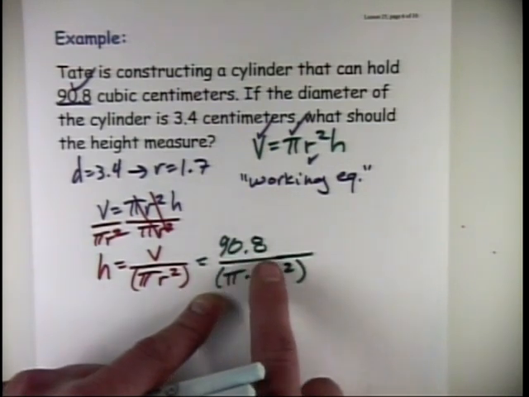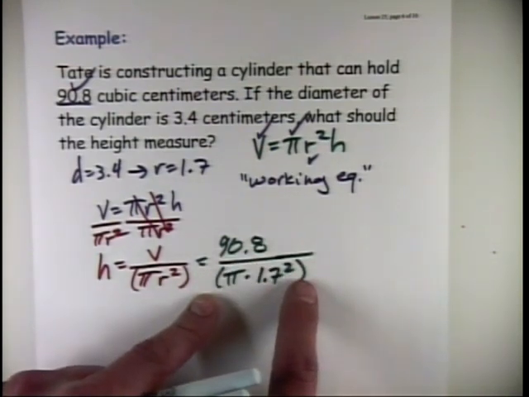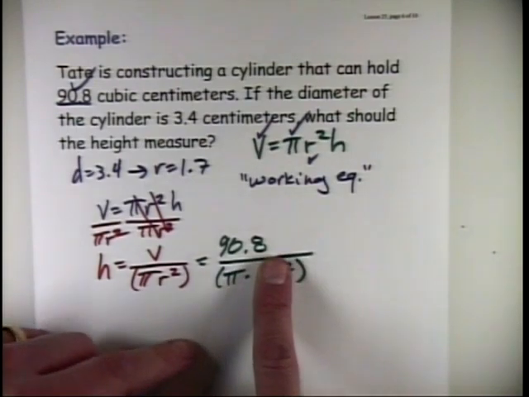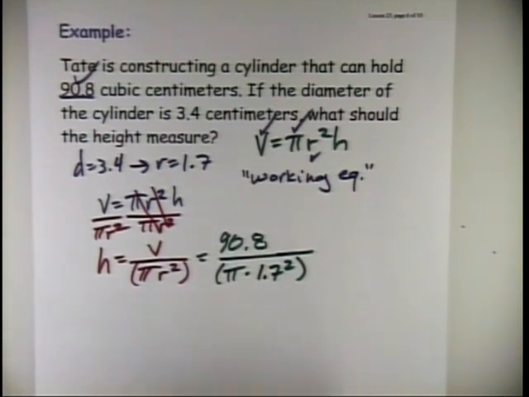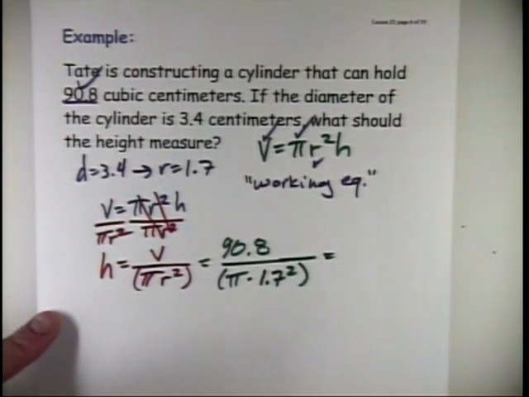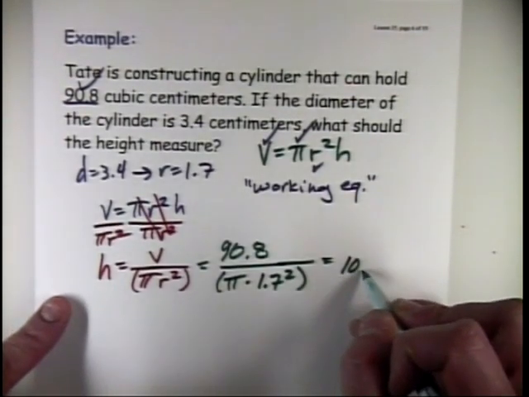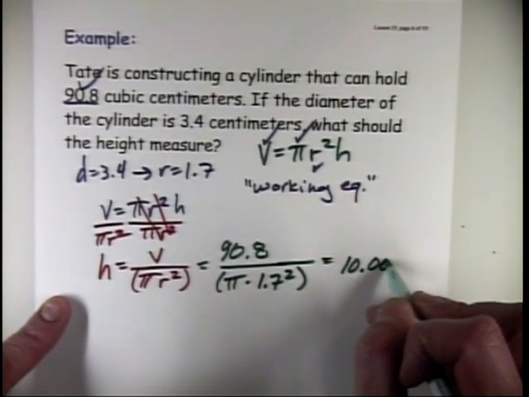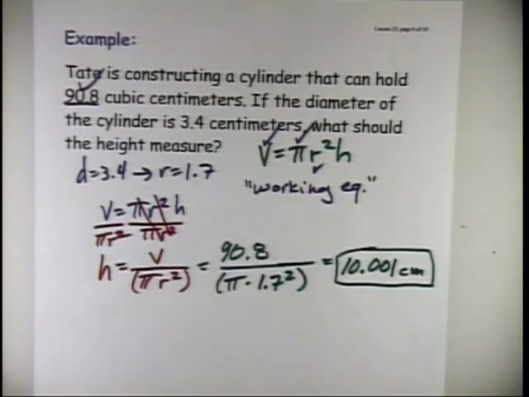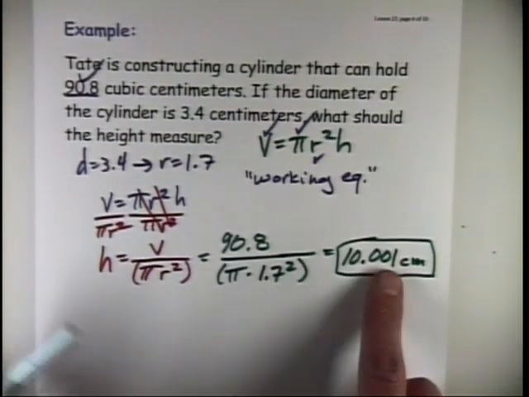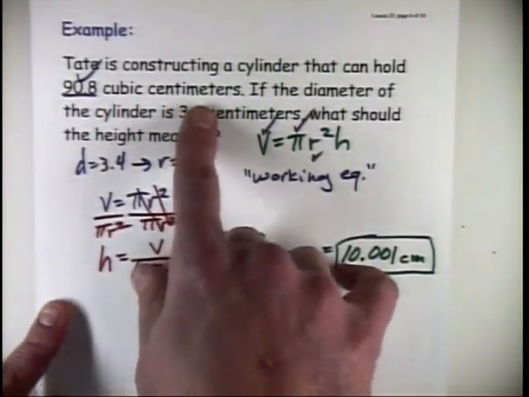If you just type in 90.8 divided by pi times 1.7 squared, it's going to divide by the pi and take that answer and multiply it, which is not dividing, by 1.7 squared. So be careful. You don't want to get this far in the problem and just mess it up because of something that you did incorrectly in the calculator. Anyway, this comes out to be about 10.001 centimeters. So now Tate knows exactly how high his cylinder needs to be to hold 90.8 cubic centimeters of his stuff.